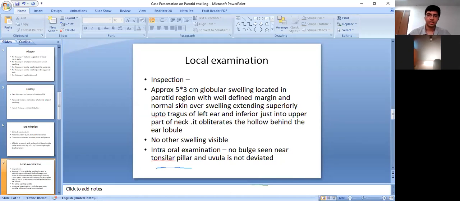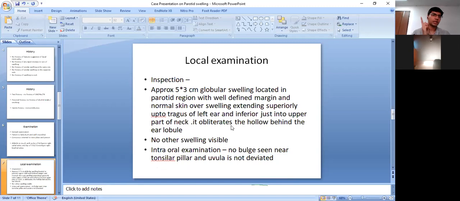But the differentiating feature is that none of these obliterate the hollow behind the ear lobule, or push the ear lobule upward. This is the ear lobule, and this is the hollow classically seen between the angle of the mandible and the mastoid tip. If you palpate your angle of mandible and mastoid tip, you will feel the hollow present over here. This is obliterated in a parotid swelling.